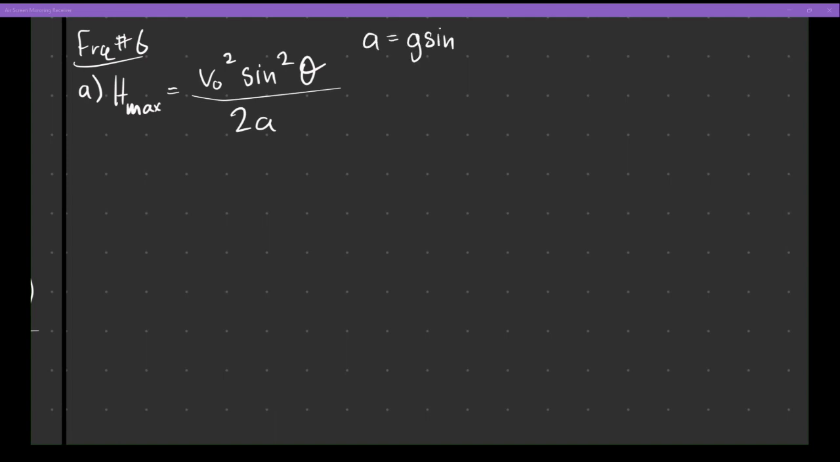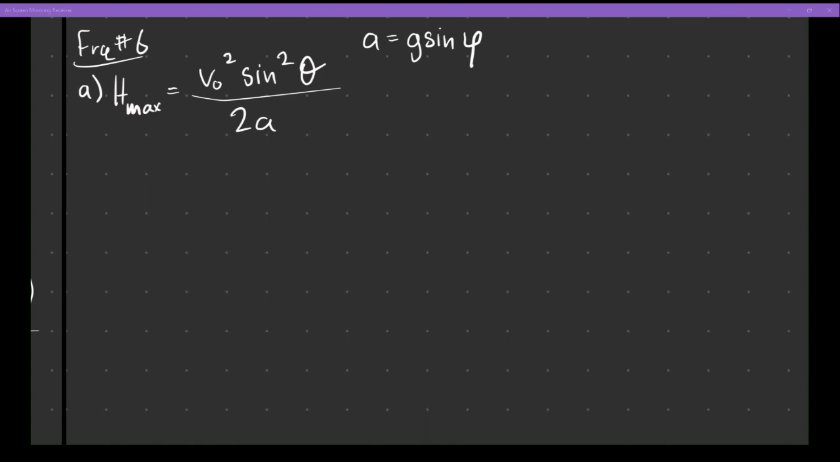All right, hello. Today we're doing FRQ number 6. Part A asks for how far up the slope, or how far up the board. So H max, I'll use that, which is v initial squared sine squared theta over 2a. However, a in this case is just g sine of the angle of the incline.